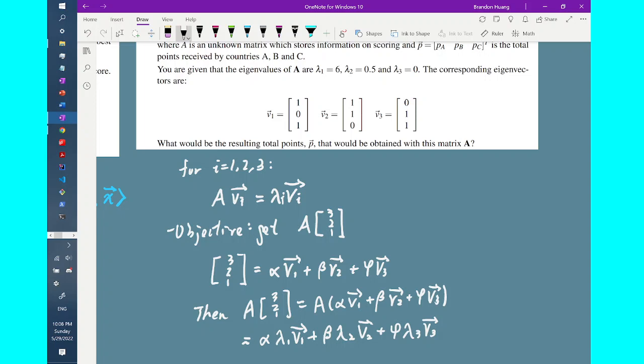So there's only one set of values that we need to find now so that this expression is entirely known. And that would be the values alpha, beta, and gamma, which are the coefficients in this linear combination.